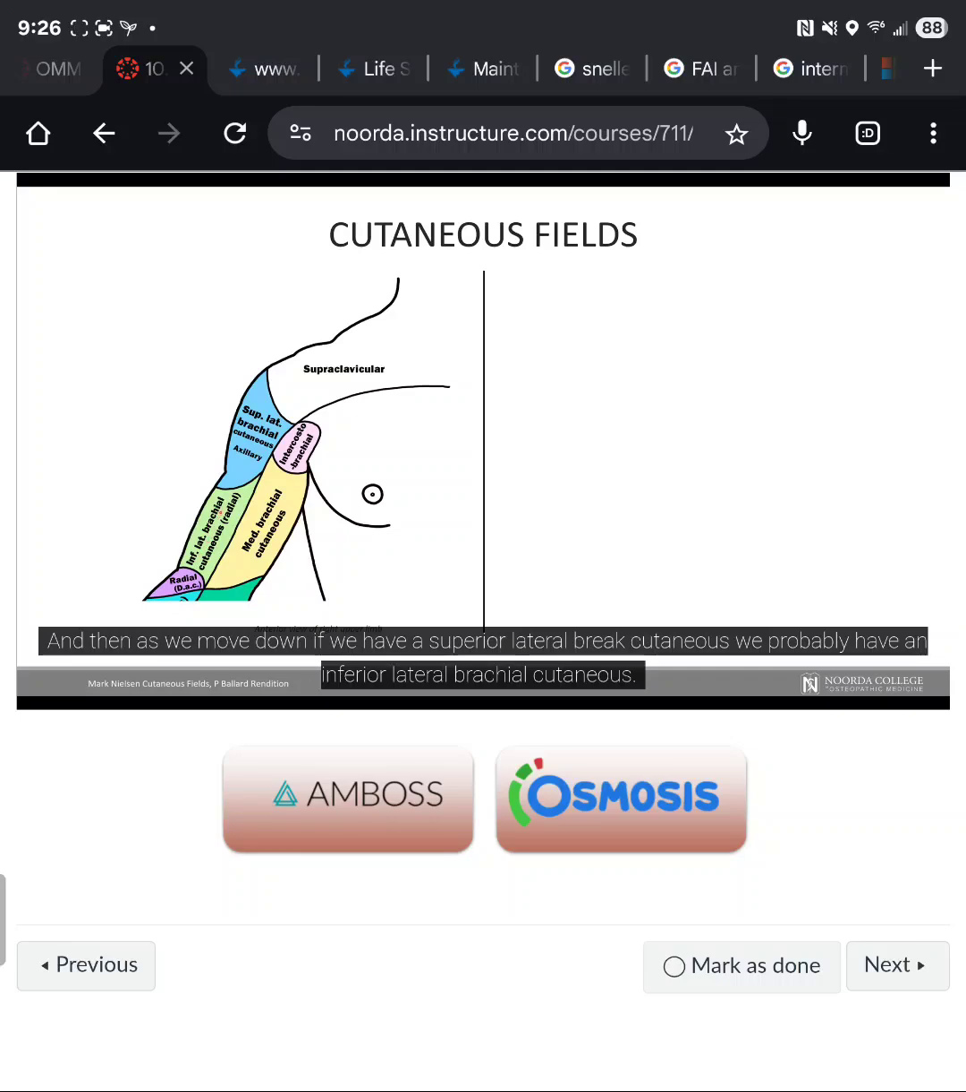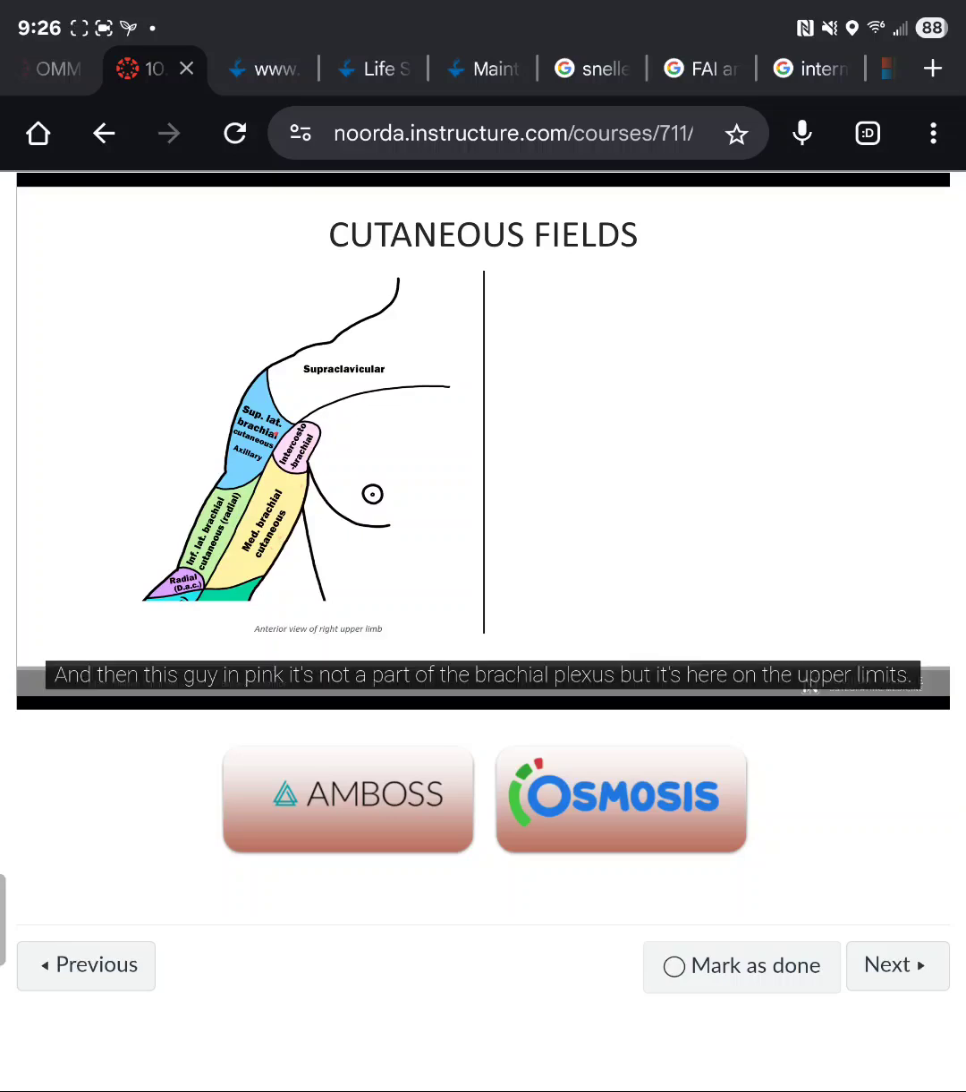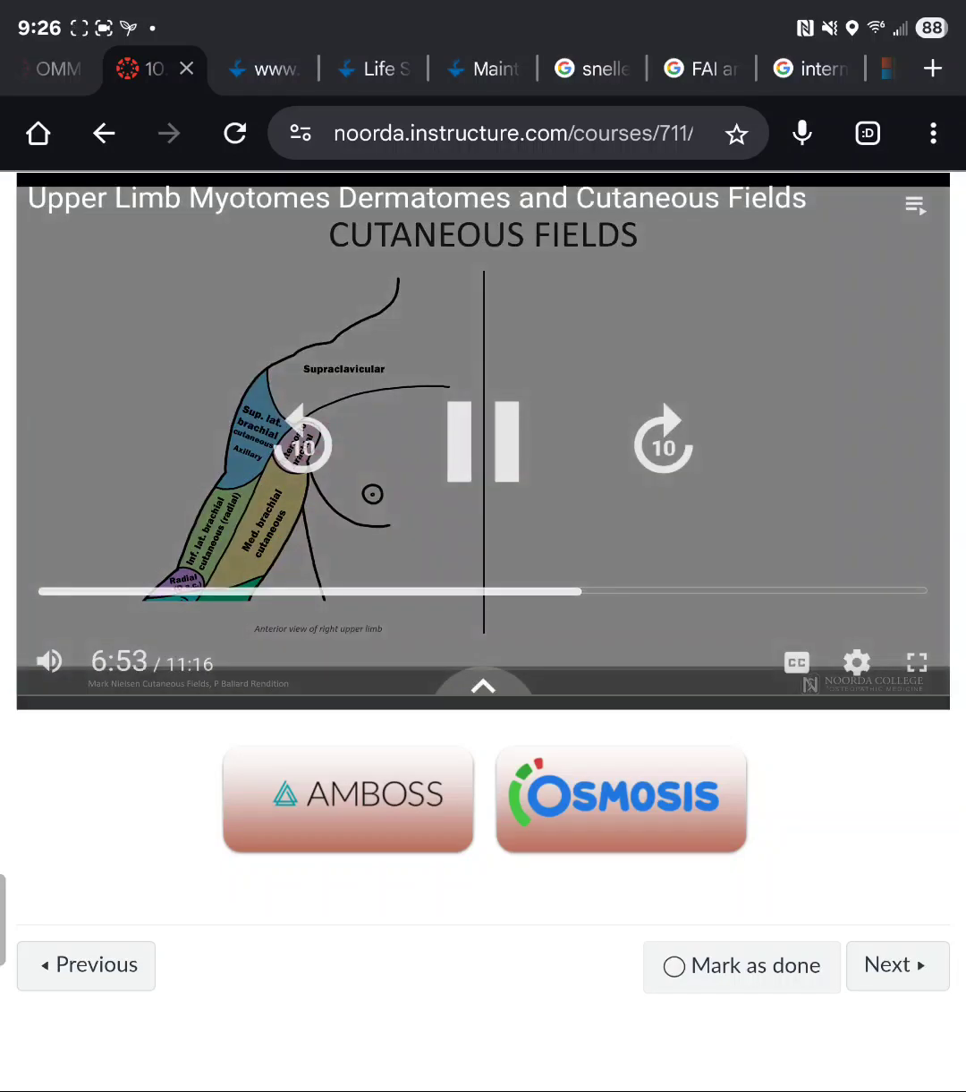And then as we move down, if we have a superior lateral brachial cutaneous, we probably have an inferior lateral brachial cutaneous, and that is a branch of the radial nerve. And then when we move over medially, we have a medial brachial cutaneous. And then this guy in pink, it's not a part of the brachial plexus, but it's here on the upper limb. It's an intercostobrachial nerve that's doing that area.